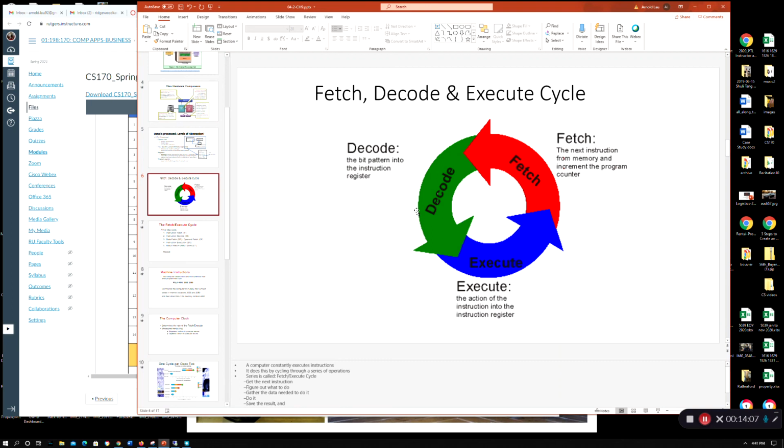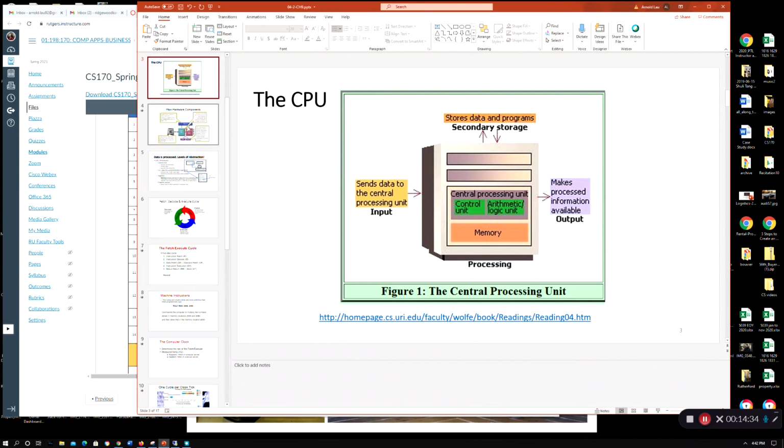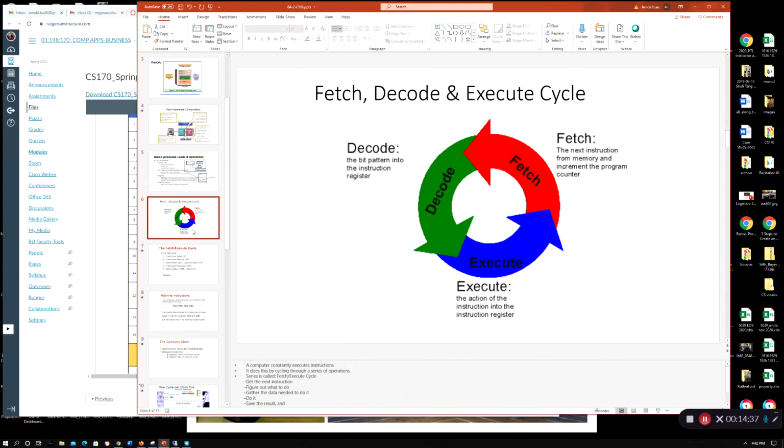Then the next part is to do the decode. You have to get the stuff into your local memory or registers, okay? And then you have to do the execute. So that's the idea of this fetch, decode, and execute cycle. Make sure this is something that you know, but actually you should really know all of these different parts, and then know this whole cycle of going out, getting stuff, prepping it, and then executing it, okay? That's the cycle.